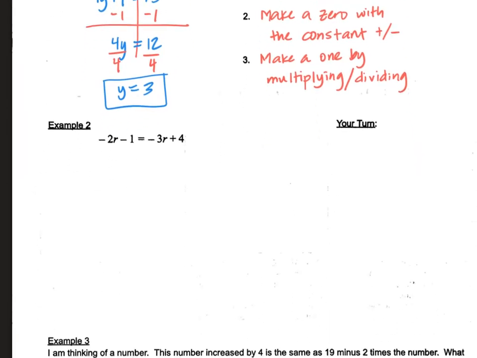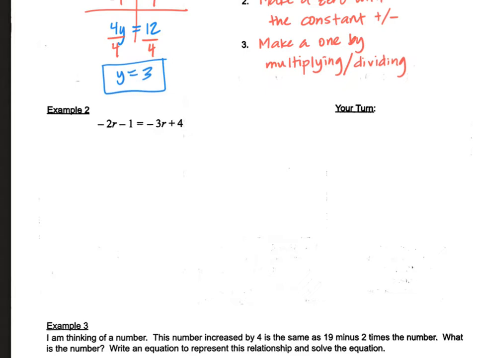Example 2. Negative 2r minus 1 equals negative 3r plus 4. Let's draw our line where the equal sign is. My variables include this negative 2r and negative 3r. Okay, those are the variable terms.